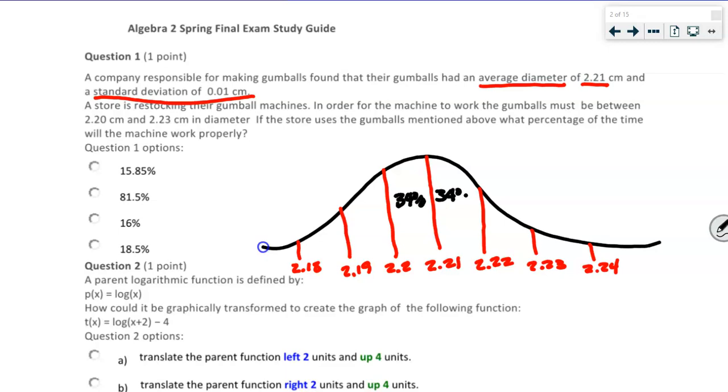And if you recall, when we talk about our percentages in here, this is going to be 34% and 34%. And then the next one over is going to be 13.5 and 13.5. And then 2.35 and 2.35. And then the last one's 0.15 out here and 0.15. Okay, so now this problem says from 2.2 to 2.23, so that is from here to here, right? So we're going to add the 34 plus the 34 plus the 13.5, and that gives us 81.5.